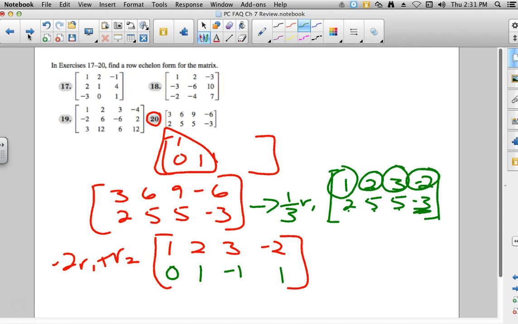And there is a row echelon form of that matrix. Again, not the only one out there, but I think easy to follow as far as getting those numbers of 1s and 0s where we need them.